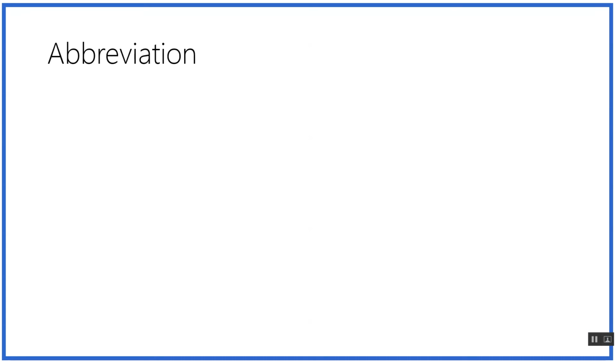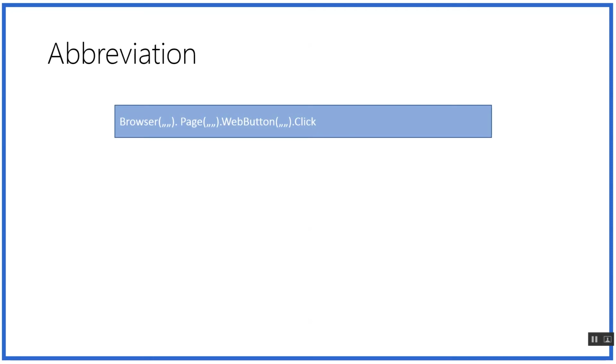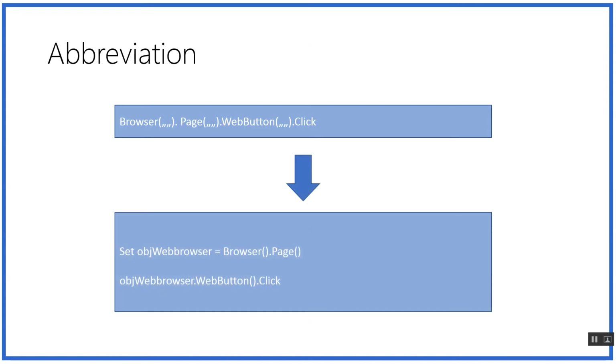But remember, if we would always write it like this, there's a lot of code. So we can make an abbreviation, and this abbreviation could look like this. We create an object that refers to the browser and to a specific page. So we set object web browser. And now when we want to fire a click event on a button, we say only object web browser, because it's referred to the page, dot web button, the specific web button, dot click.